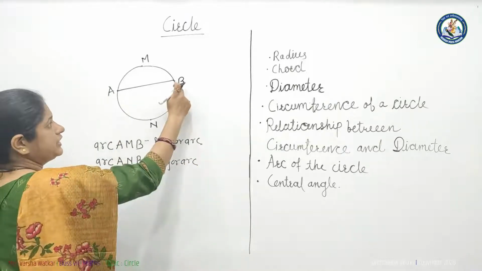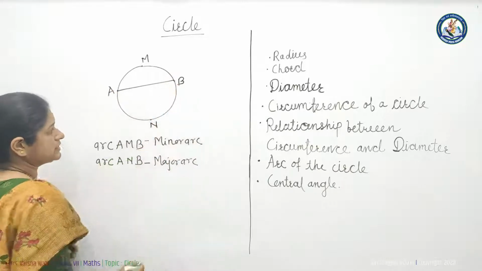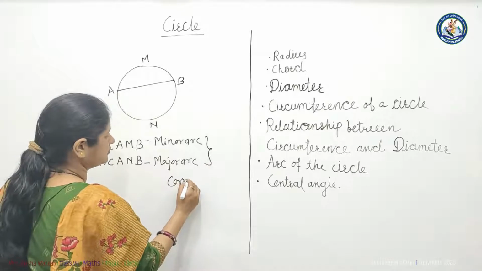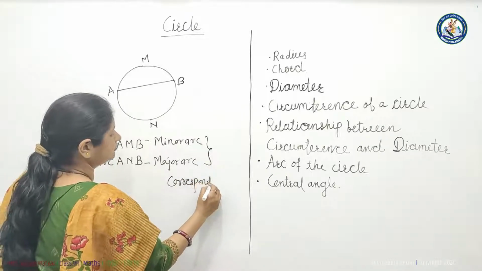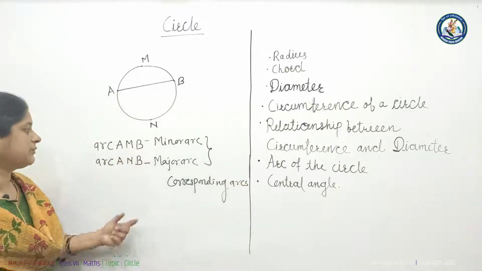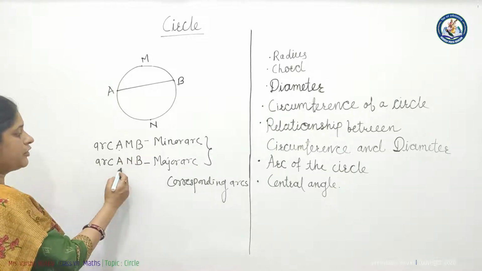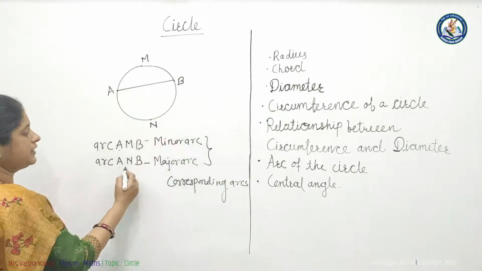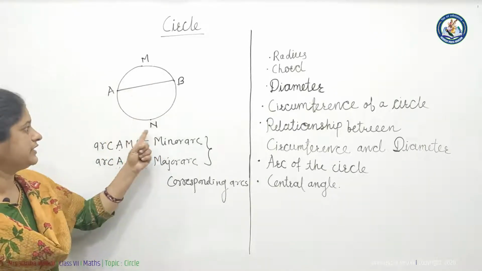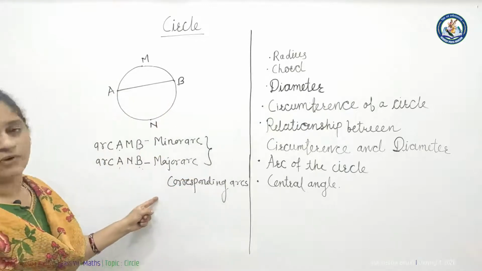Why is it called the major arc? It forms a bigger part of the circumference of the circle, and these 2 arcs we call the corresponding arcs. These 2 arcs are corresponding arcs because the end points of both arcs are the same. Therefore the minor arc and major arc AB we call the corresponding arcs.